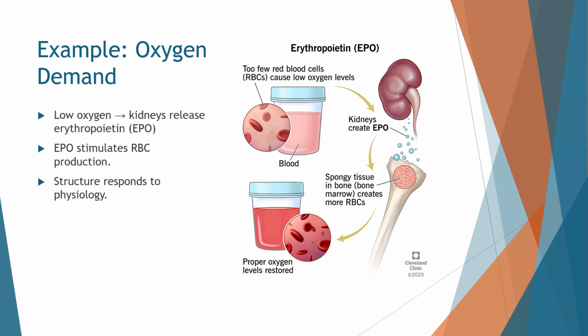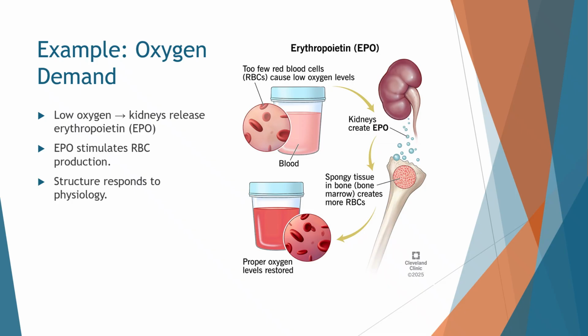EPO tells erythroid progenitors we need more red blood cells immediately. The marrow responds by accelerating erythropoiesis, increasing red blood cell production, and restoring oxygen delivery. Once oxygen levels normalize, EPO production decreases. Negative feedback, elegant, efficient, very biology approved.